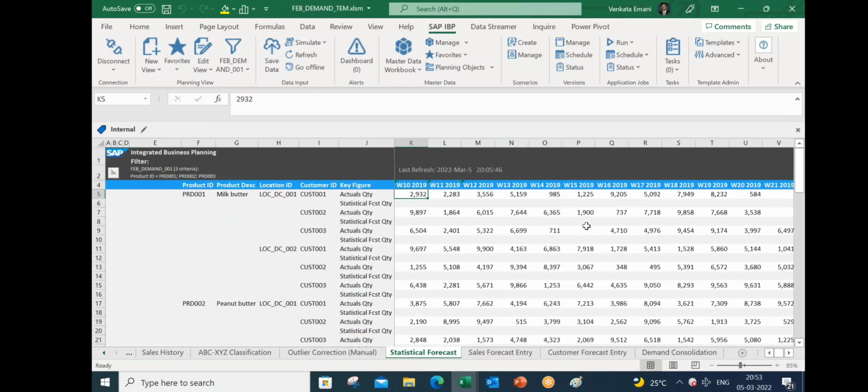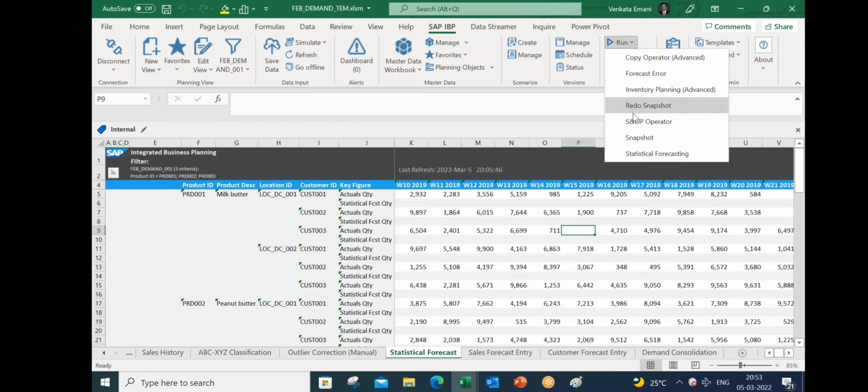So I have one blank in week 15. This ideally will not get replaced with 900 and saved here, but while calculating forecast, this should have been replaced with 900. So let us run this and see what is happening.